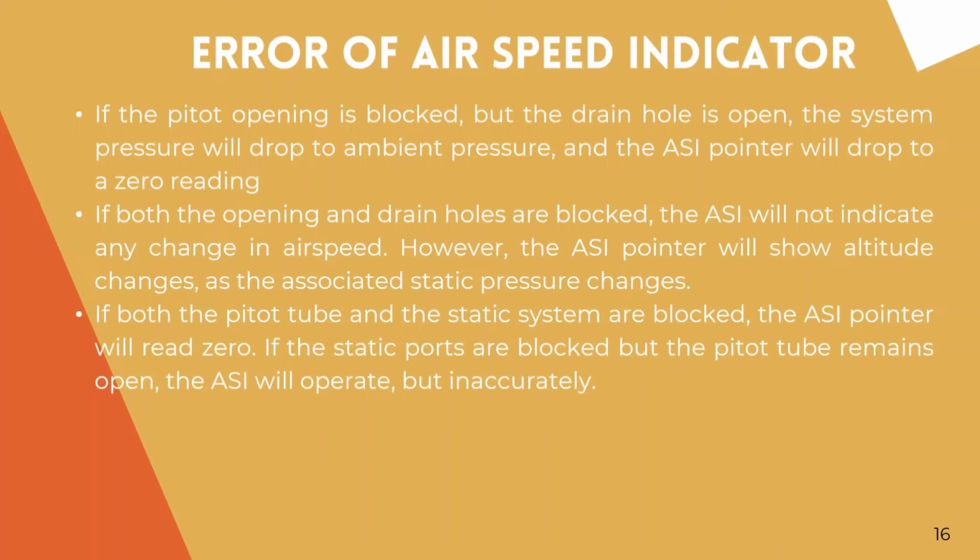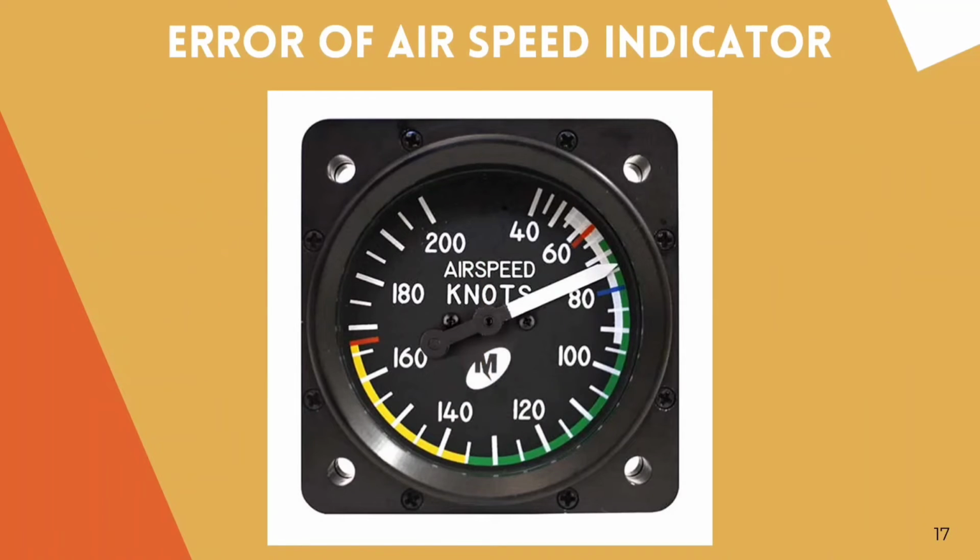If both the pitot tube and the static system are blocked, the ASI pointer will read 0. If the static ports are blocked but the pitot tube remains open, the ASI will operate but inaccurately. This diagram indicates the error of the airspeed indicator.